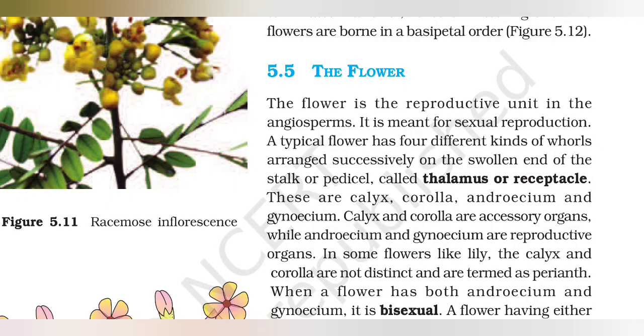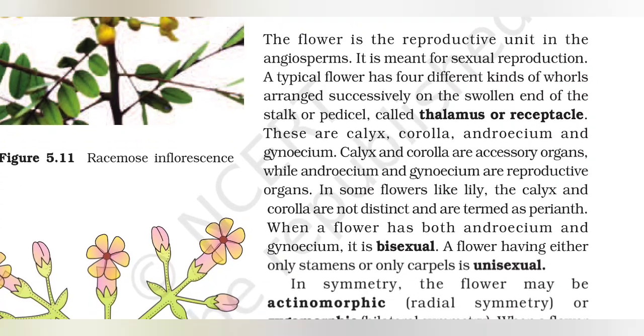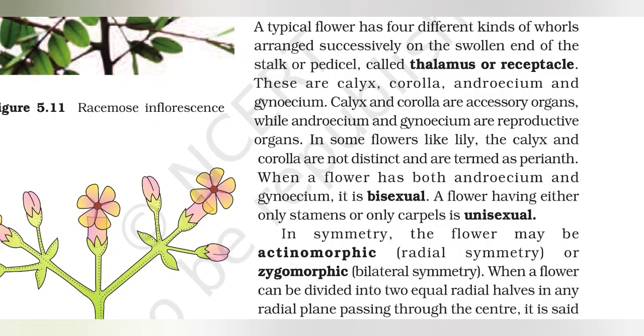The flower. The flower is the reproductive unit in the angiosperms. It is meant for sexual reproduction. A typical flower has 4 different kinds of whorls arranged successively on the swollen end of the stalk or pedicel called thalamus or receptacle. These are calyx, corolla, androecium, and gynoecium. Calyx and corolla are accessory organs, while androecium and gynoecium are reproductive organs. In some flowers like lily, the calyx and corolla are not distinct and are termed as perianth.